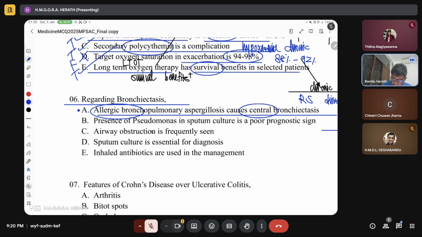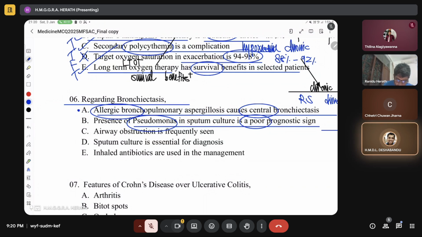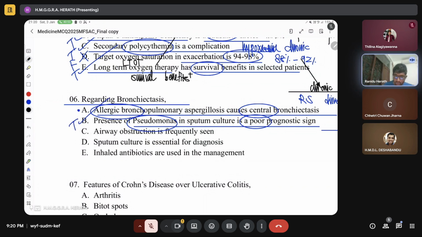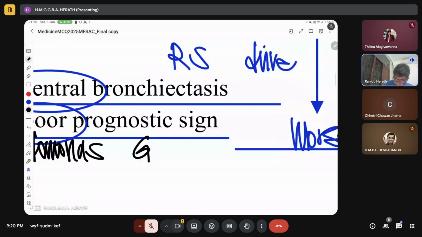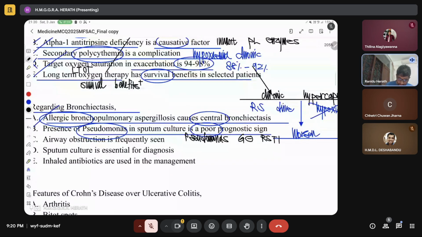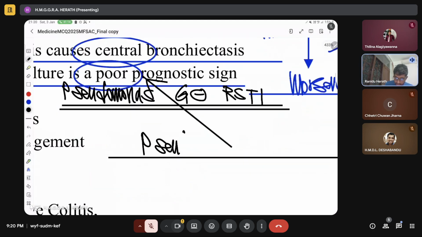Presence of pseudomonas in the sputum culture is a poor prognostic sign. True or false? True. Why? Because pseudomonas is an aggressive gram-negative organism. It will lead to recurrent respiratory tract infections and it will further worsen the bronchiectasis. Understood? That is why we do pseudomonas decolonization in patients with bronchiectasis. Understood?